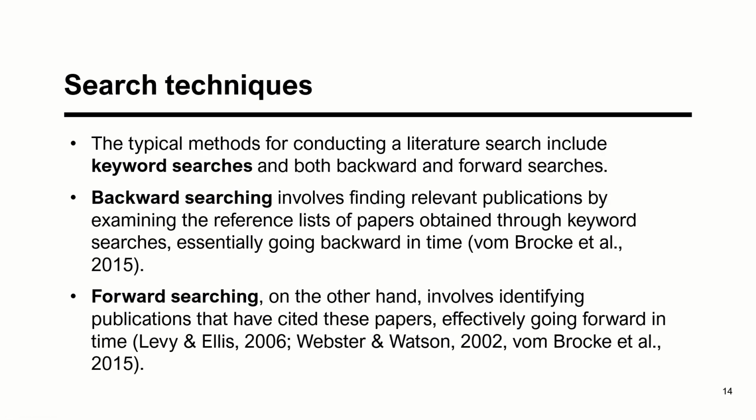Now, search techniques, we briefly touched upon it when we were talking about the search protocol. Keyword searches, where we were looking at, say, deepfake as a term, and then looking at what other keywords are being used along with it. Backward searching, which means you're looking at relevant publications by looking at the reference list of papers that you obtained, and you go back in time to pick up any other articles, more of a citation chaining of sorts. Forward searching, again, you're looking at what articles have cited this, and then you include them as well if they are relevant to the review and the topic that you're reviewing.